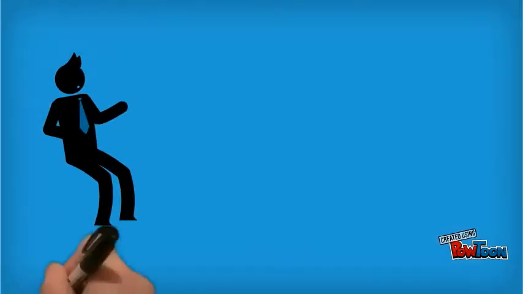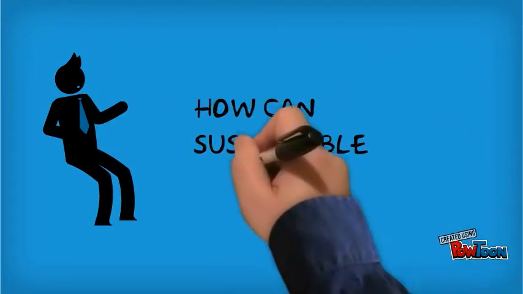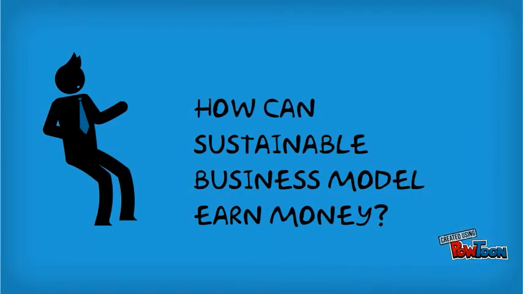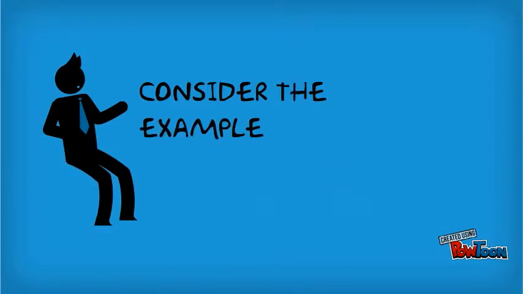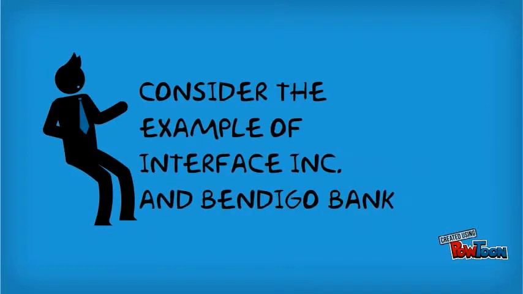Jimmy was thinking about how a company employing a sustainable business model, which is doing so much work in the interest of society, can make profit. He considered the examples of Interface and Bendigo Bank. While Interface was employing the ecological model, Bendigo was working on the social sustainability business model.